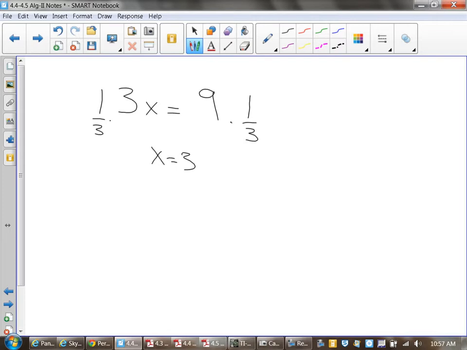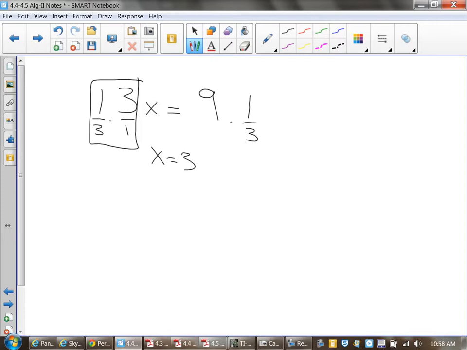Because 3 is 3 over 1. And the inverse is the opposite. Yep. You do the reciprocal. More importantly, when you multiply things together by its inverse, what do you get? 1. Whenever you multiply something by its inverse, you get 1.